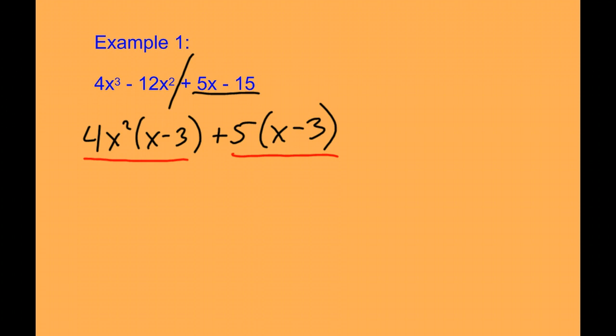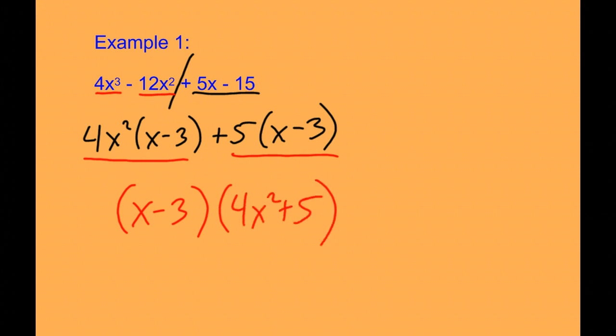Just like we did above here, we divided 4x squared out of both terms. Out of these 2 terms, they both have an x minus 3. So I'm going to divide x minus 3 out of both terms, which leaves 4x squared plus 5. When you look at our answer, that looks like the answers we got yesterday when we factored trinomials, a parenthesis times a parenthesis, a binomial times a binomial.